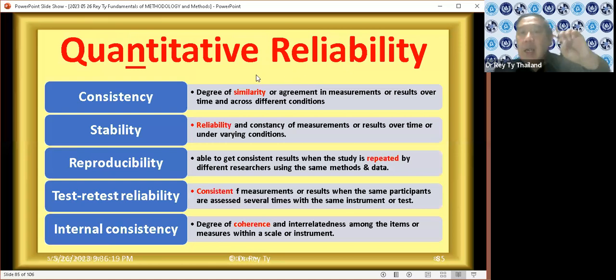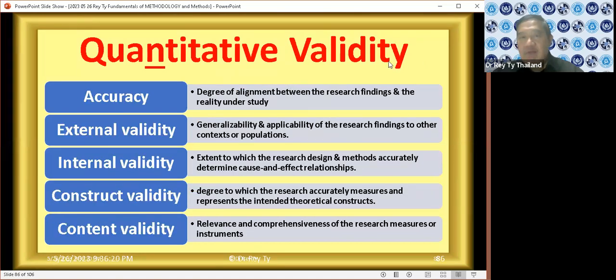And then the vocabulary for reliability and validity is for a quantitative paper. Is the paper consistent, reproducible, and internally consistent? And for validity, is it accurate? Can it be applied to other instances? Is it the same internally from the title to your conclusion? Are you talking about the same variables?